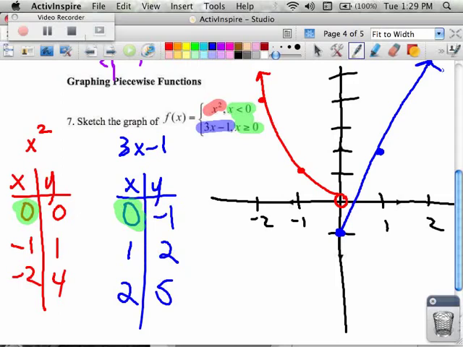And so the big idea is whenever you have a piecewise function, make sure that you do two different tables. I would color code them. Always start with the condition and add two more places. If there was an equal sign, it's a solid dot. If it was not an equal sign, it's an open circle.